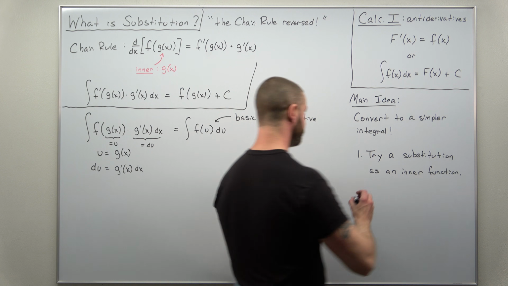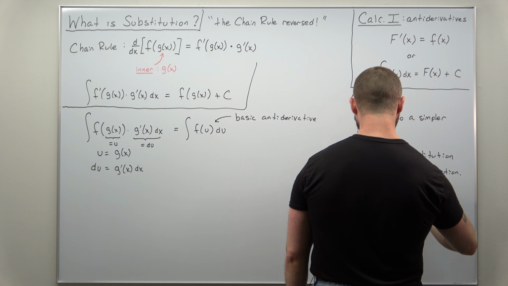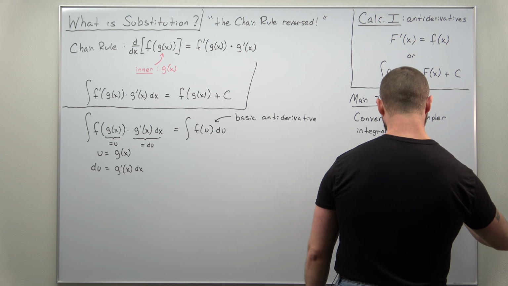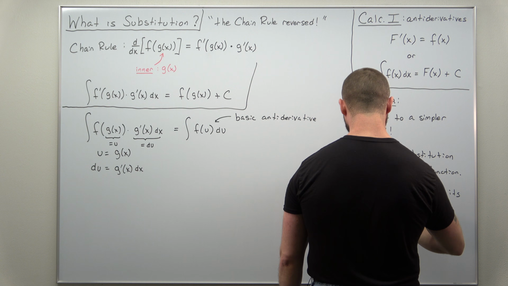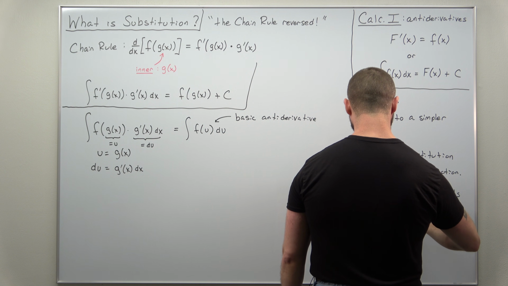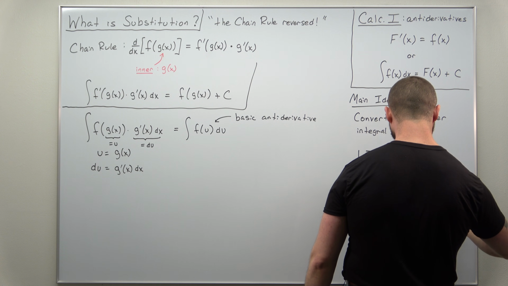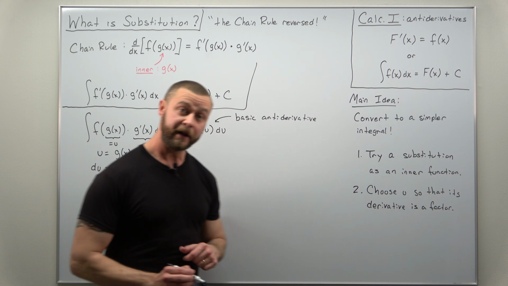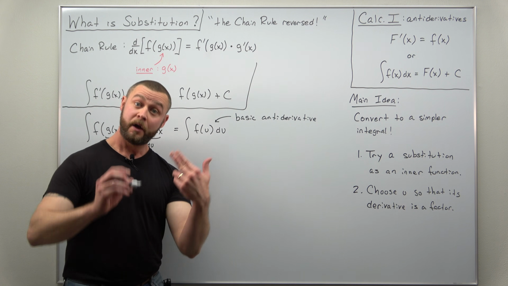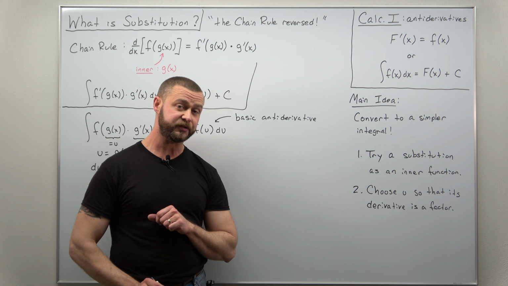So a second tip is we would say choose u so that its derivative, here that's g prime of x, is a factor. Specifically a factor inside the integral. And that should guide you through most of your choices for substitution problems in a standard Calculus 2 course.